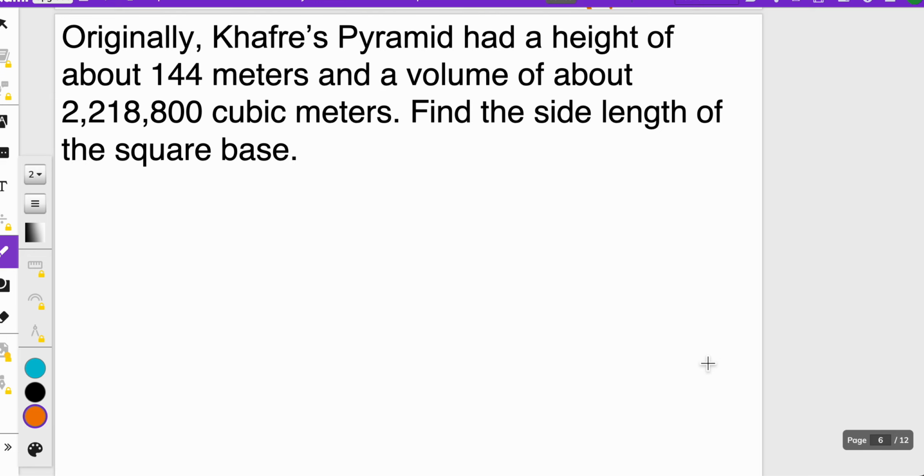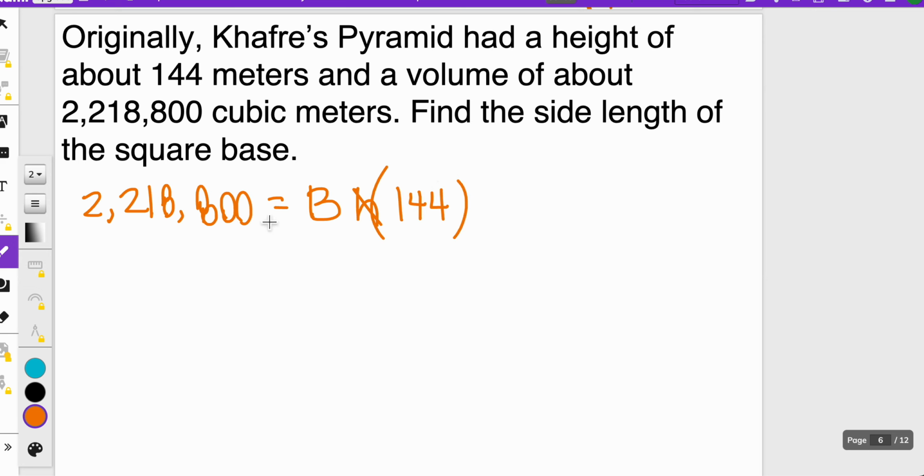Next one, originally Khafre's pyramid had a height about 144 and a volume about 2,810,800 cubic meters. Find the side length of the square base. So I'm going to take the volume at 2,218,800 and set that equal to, I don't know the area of the base, times the height. My height is 144, so I'm essentially going to divide this big number by 144.